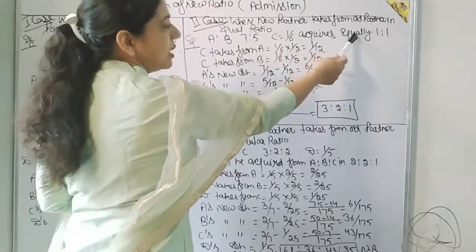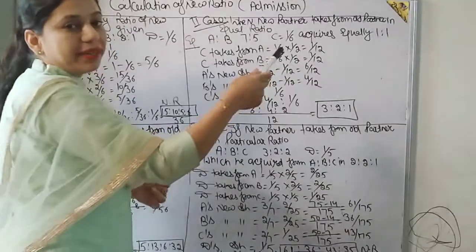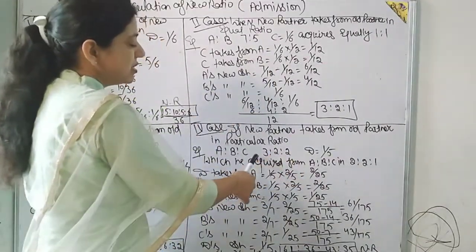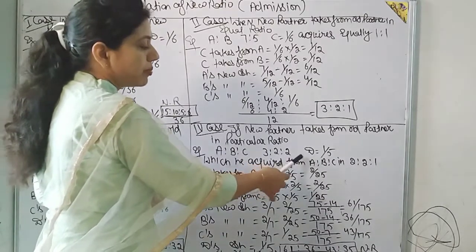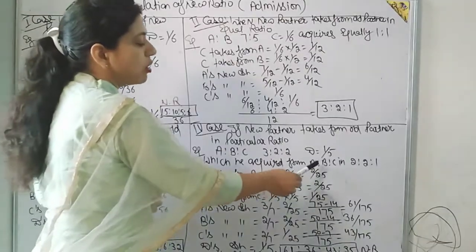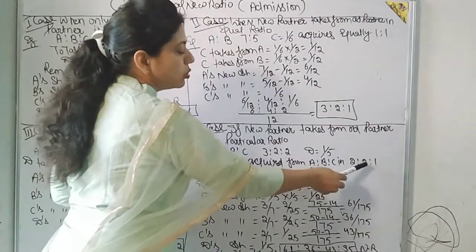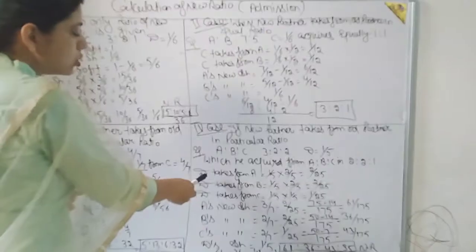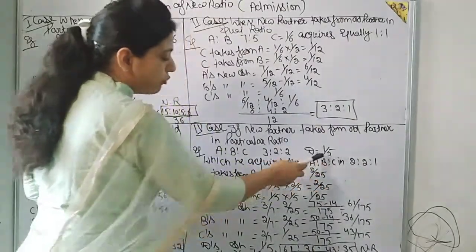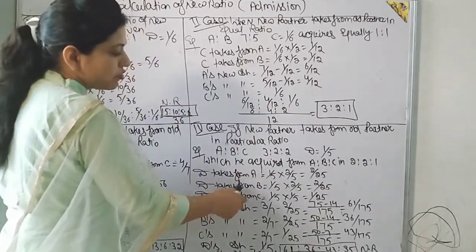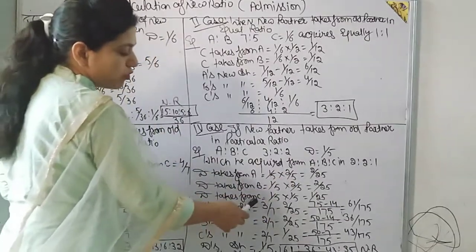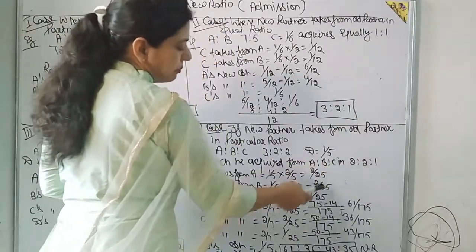Next, fourth case. If the new partner takes from old partners in a particular ratio. Earlier I said equal ratio, and I already said that it can be any ratio. For example, A, B and C are partners in 3:2:2. D is admitted for 1/5 share, which he acquired from A, B and C in 2:2:1. So D takes from A 2/5 of 1/5. D takes from B 2/5 of 1/5. And D takes from C 1/5 of 1/5.